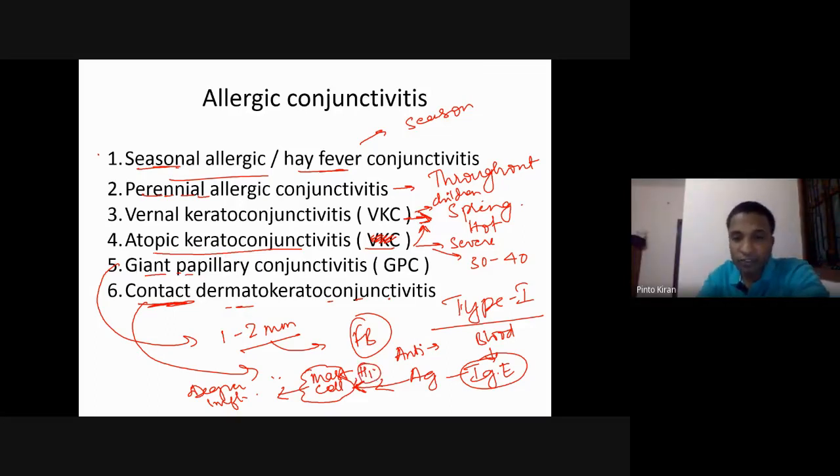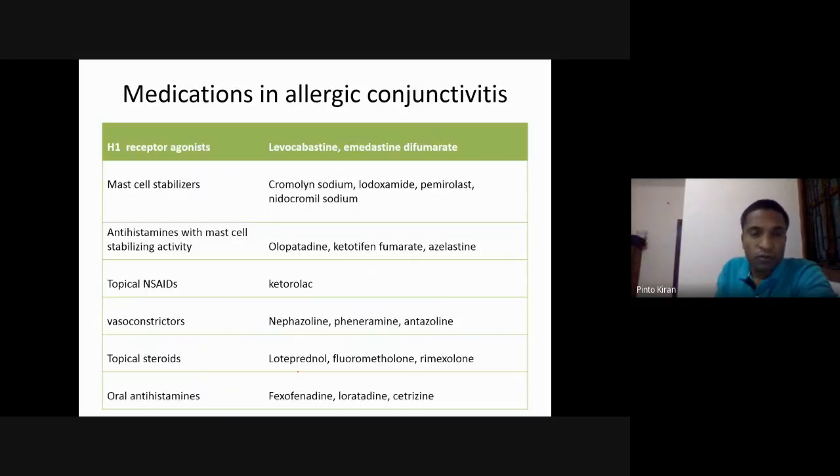So what is the treatment for this? We can either block the antigen antibody interaction at the H1 receptor of the mast cell, or you can inhibit the degranulation of the mast cell. So the treatment options are either you block the H1 receptor using an H1 receptor antagonist such as levobastine, emedastine, or mast cell stabilizers. Most commonly used one is cromolyn sodium.